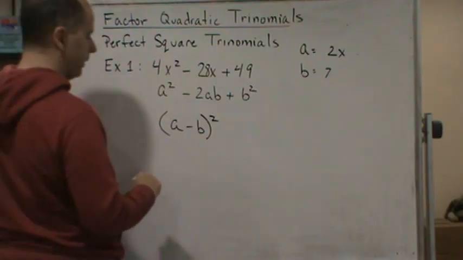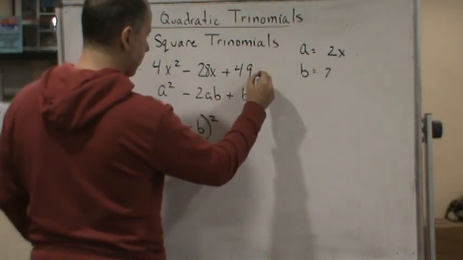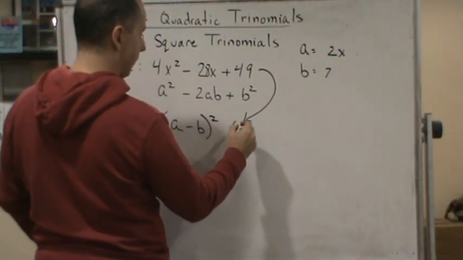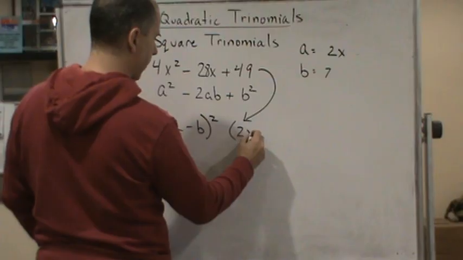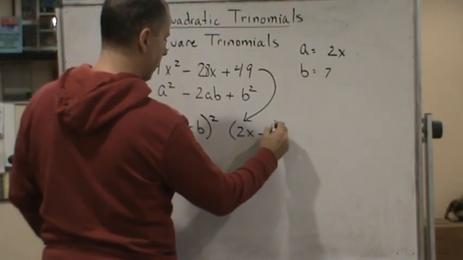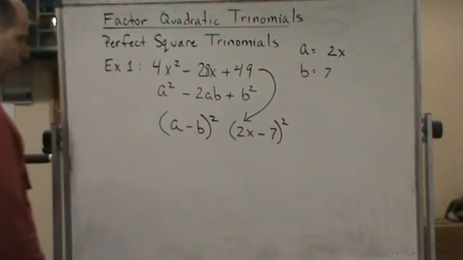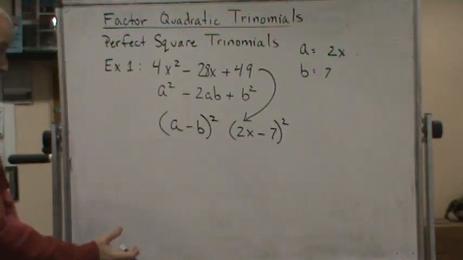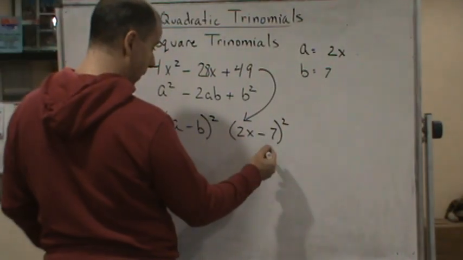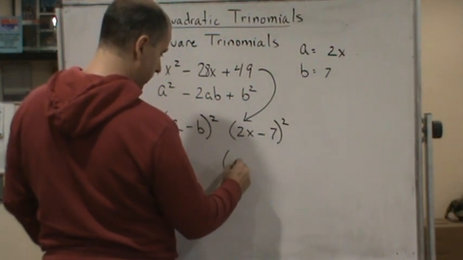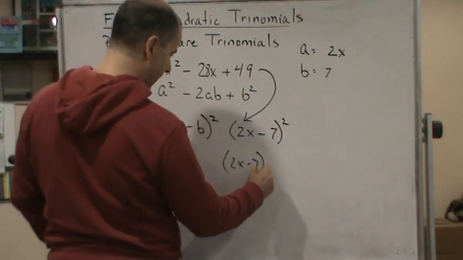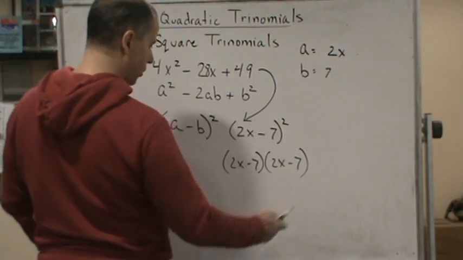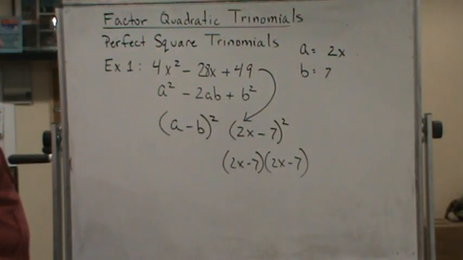Okay? And so in this case here, this factors into what? It's going to be 2x minus 7 quantity squared. Now you can check it by using the distributive property, right? So you could just take 2x minus 7 times 2x minus 7 and make sure that you get the same thing back, and you do.